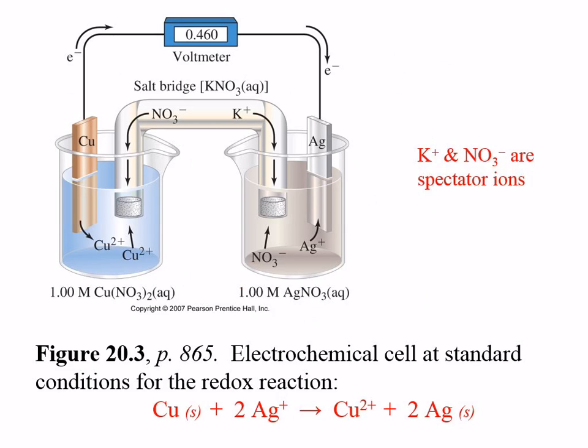Okay, so let's see if we can find the anode where oxidation is occurring and the cathode where reduction is occurring. So this is actually, oops, let me pick a different color. Okay, this is the anode. Can you see how I know it's the anode? Because electrons are leaving the scene. Electrons are being generated, so oxidation is occurring here. Anode, oxidation.